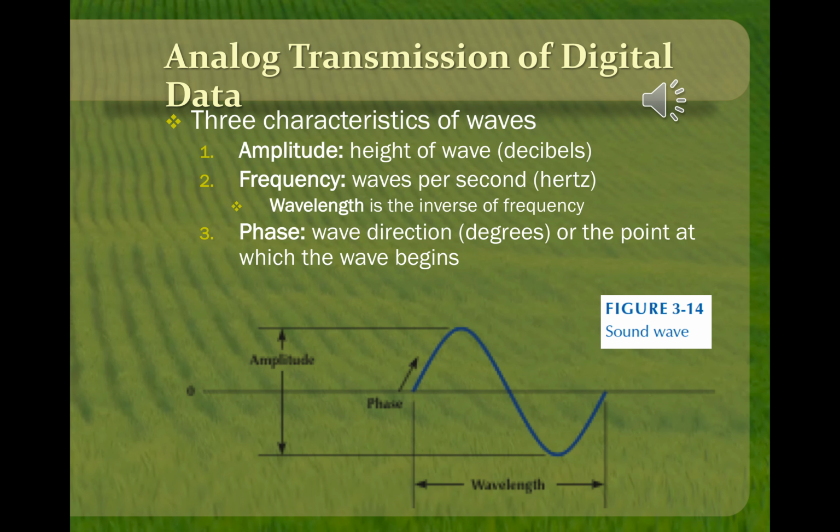The frequency of waves is the number of waves per second. It's registered in hertz. And the wavelength really is the inverse, where it just takes the length there and not the count. So the wave direction, or the point at which a wave begins, is known as the phase.